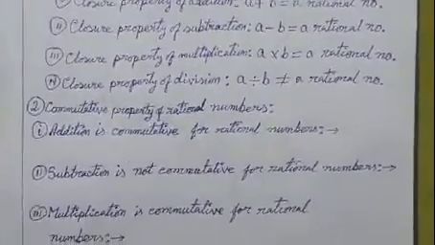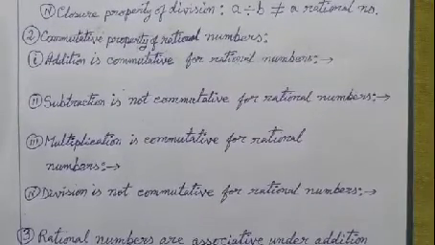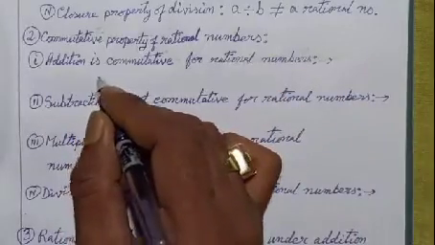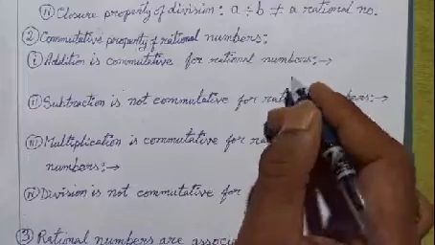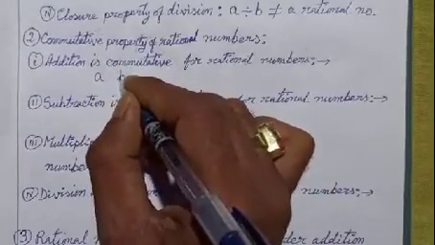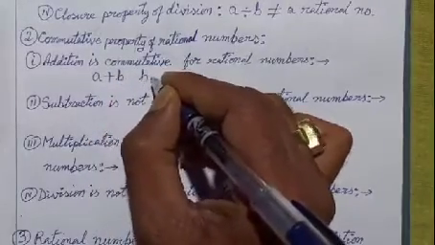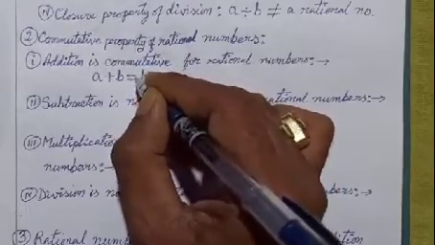Next, number 2, commutative property of rational numbers. Roman number 1, addition is commutative for rational numbers. If we take any two rational numbers a and b and add them, and if the order of a and b is changed, then b plus a, these two must be equal.